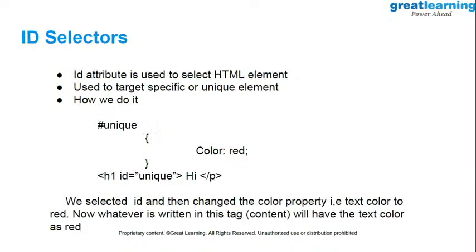But with ids, let's suppose you want to change one h1 tag and be specific that this is the h1 tag that I want to change, and the rest I don't want to change. How do you do that? For that we have id selectors. We selected one particular id and named it unique. Now we want to change only this unique h1 tag. So you write id equal to unique, and then in the CSS file you use the octothorpe, then the name of the id, that is unique, and then you change the property. It's used to target specific or unique elements.